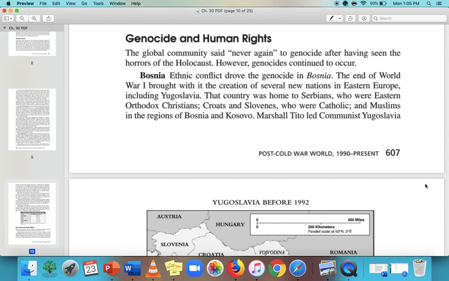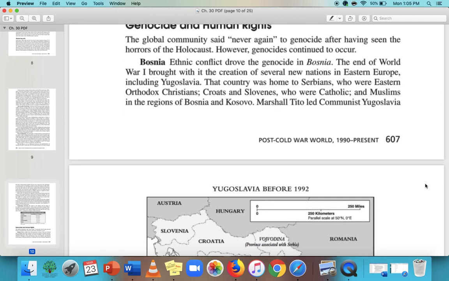Another genocide that took place, this time in the 1990s, was in Bosnia. Okay, so it says ethnic conflict drove the genocide in Bosnia. The end of World War I brought with it the creation of several new nations in Europe, including Yugoslavia. Circle that, Yugoslavia. That country was home to a bunch of different ethnic groups. Okay, it was home to the Serbians, who were Eastern Orthodox Christians.